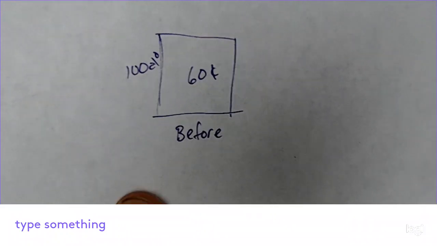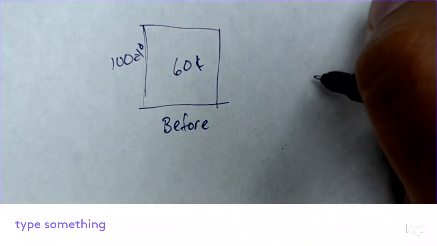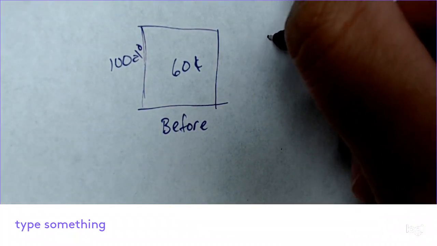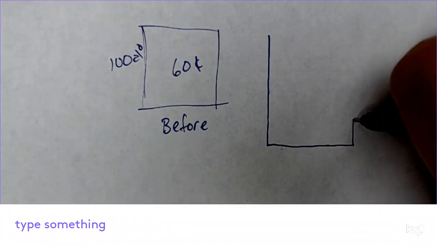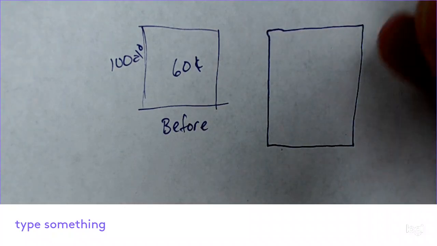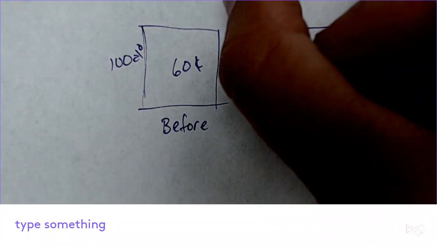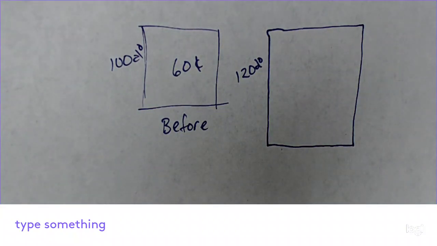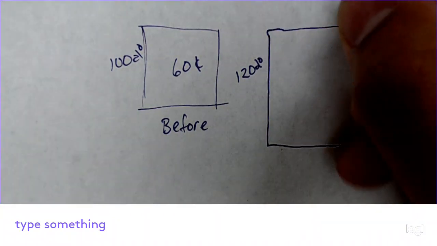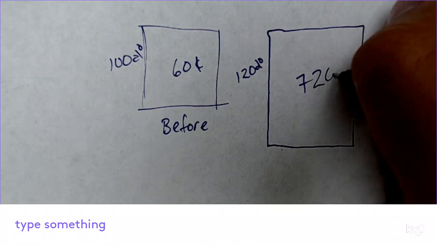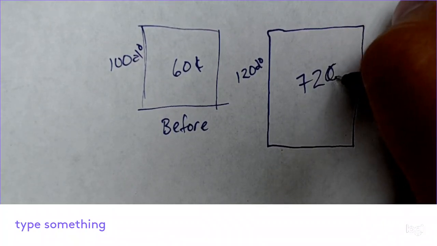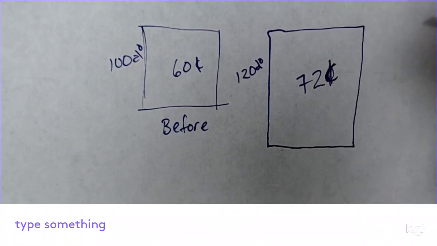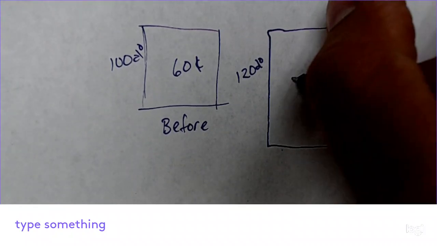Now the after, instead of it being the same size box broken into pieces, it's actually going to be a larger box because it's more than 100%. And this box is approximately 20% larger. So I'll say this is the 120% box. Right? And this is going to be 72 cents. And this is the after box.